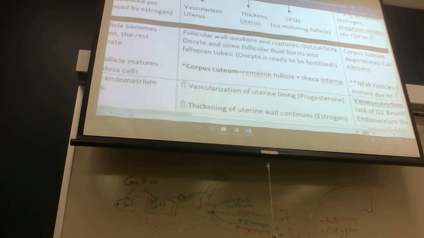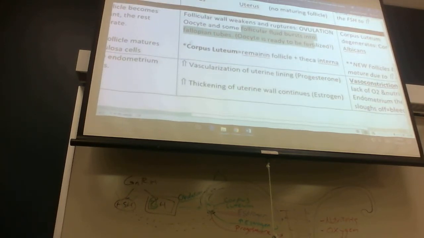So something bursts out of us, goes into the fallopian tube. The oocyte is ready to be fertilized, so it's going to wait. I want to be a baby.